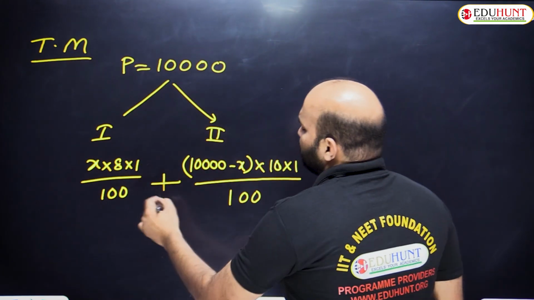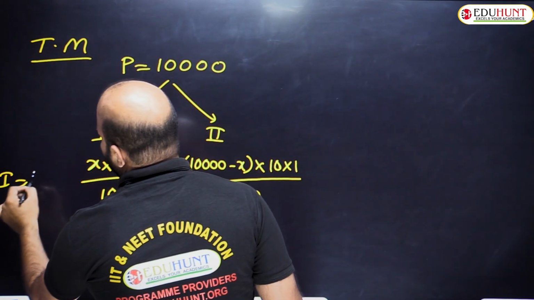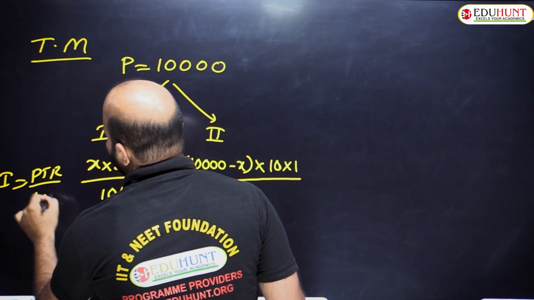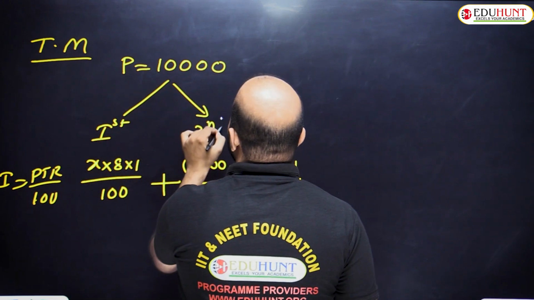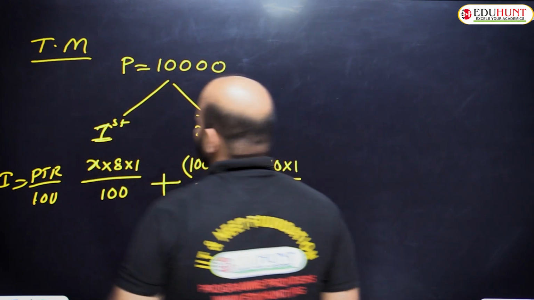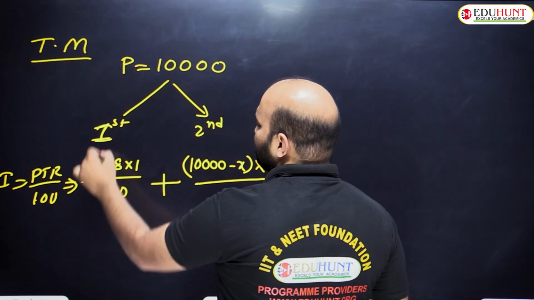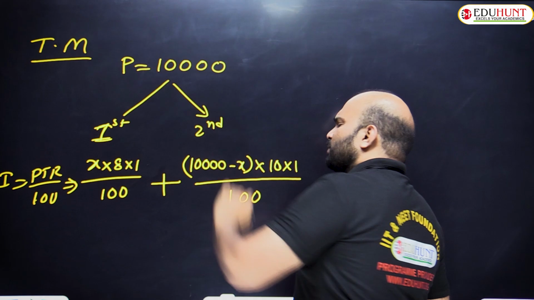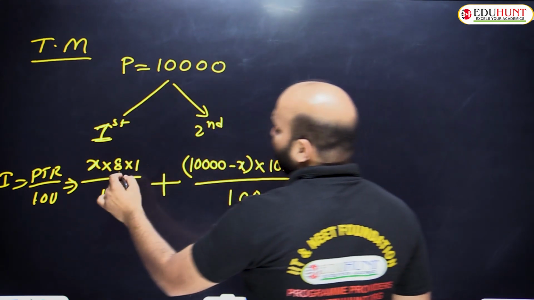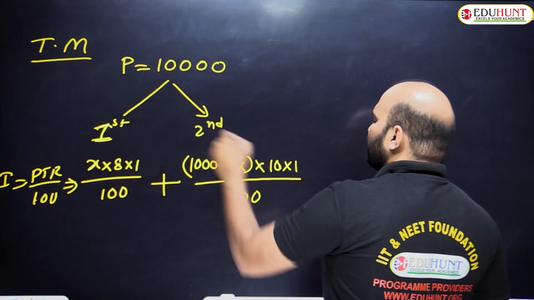So total interest. I equal to the formula PTR by 100. Am I clear? This is the first part, this is the second part. So clearly PTR by 100. The first part principal is x, the second part principal is 10,000 minus x, the remaining money. The first part is lent at 8% for 1 year, the second part at 10% for 1 year.